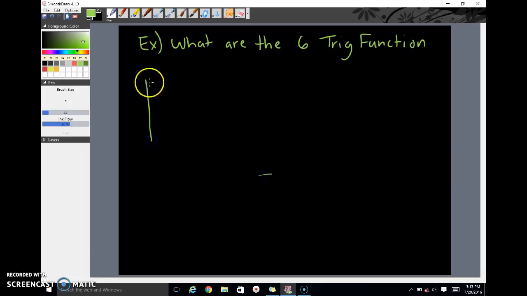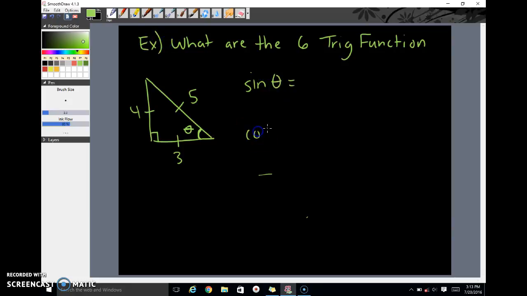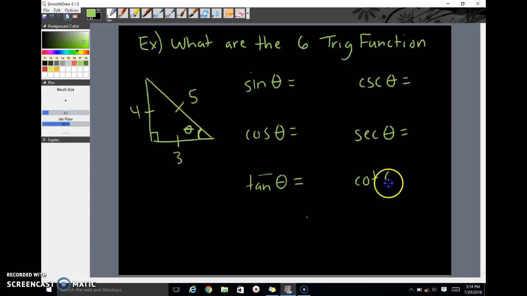So if I give you a triangle, and right now we're only dealing with right triangles, and I tell you I'm coming from this angle, I'll denote it theta, and usually it's a Greek alphabet letter, like alpha, theta, or beta. I tell you that this side is 4, the bottom side is 3, and the hypotenuse is 5. I'll ask you to find sine theta, cosine theta, tangent theta, cosecant theta, secant theta, and cotangent theta.